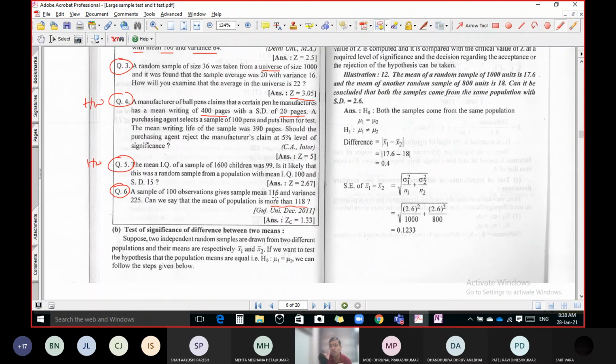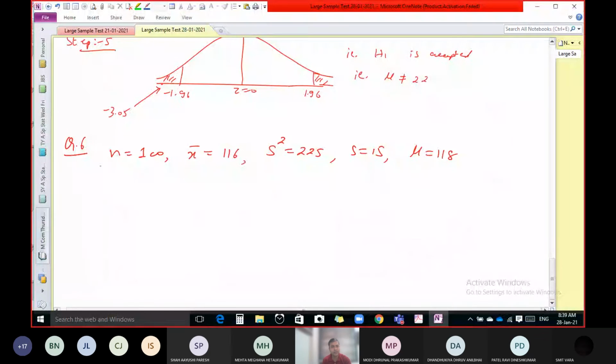The claim is more than 118. Listen carefully. You have to verify here whether the average IQ of the student is more than 118 or not. This is what we want to check according to the question. So what we have to do, listen carefully. First of all, let us find out the standard error of x bar.